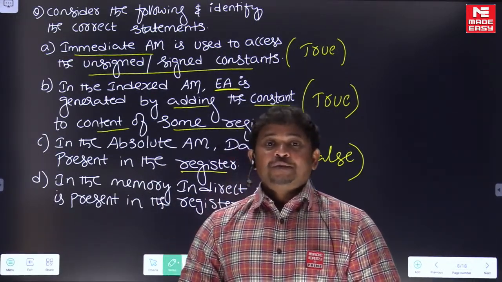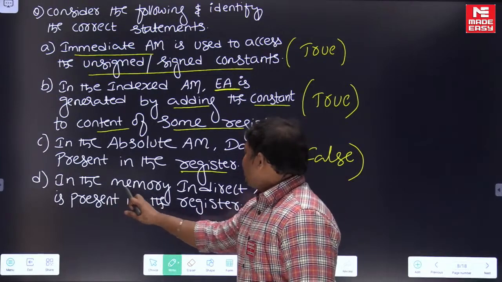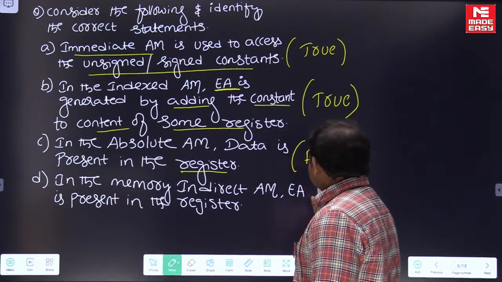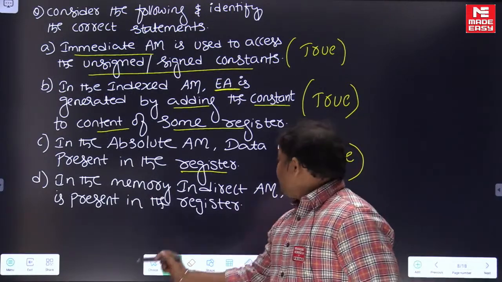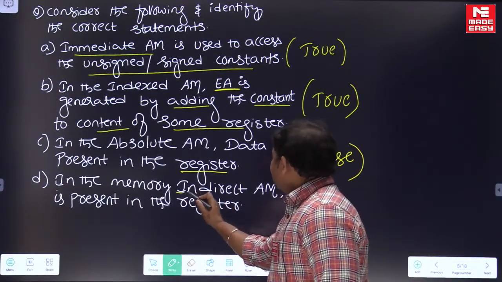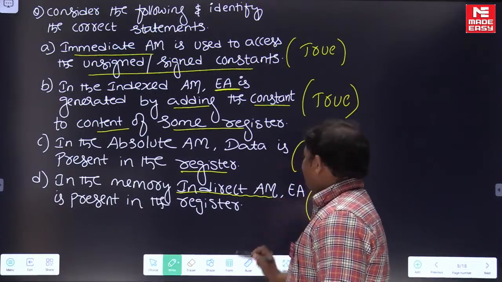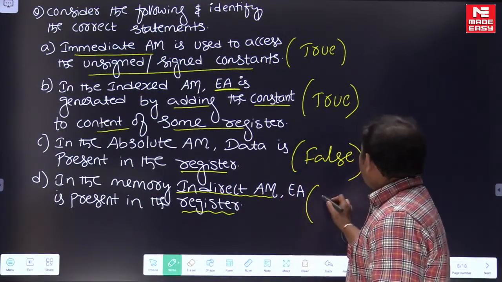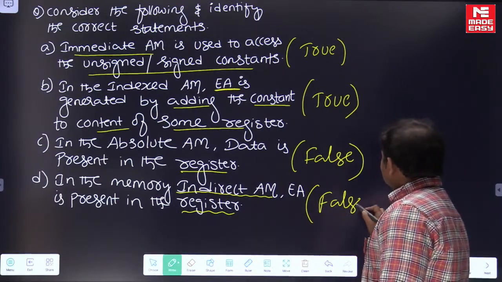Okay, that's why this statement is false. Next, in the memory indirect addressing mode, the effective address is present in the register. Memory indirect addressing mode, see this? Effective address is in the register. This statement is false. Why?